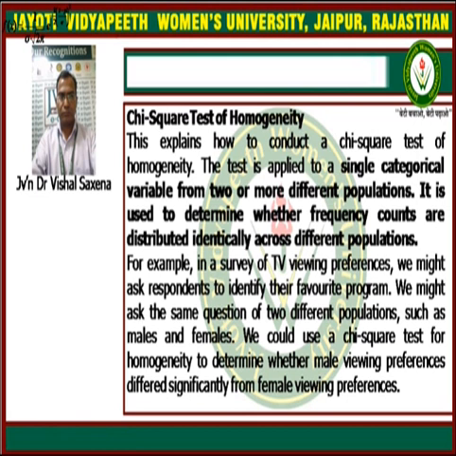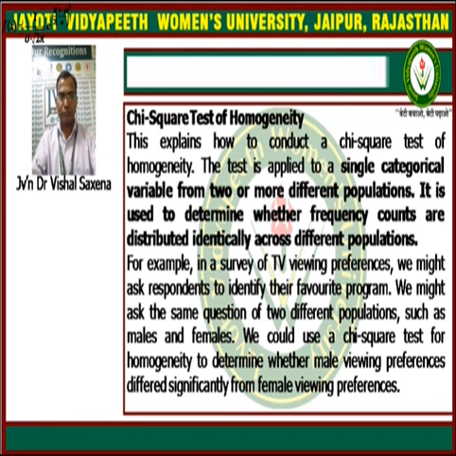For example, in a survey of TV viewing preferences, we might ask respondents to identify their favorite program. We might ask the same question of two different populations, males and females, and we could use a chi-square test for homogeneity to determine whether the male viewing preferences differ significantly from the female viewing preferences.